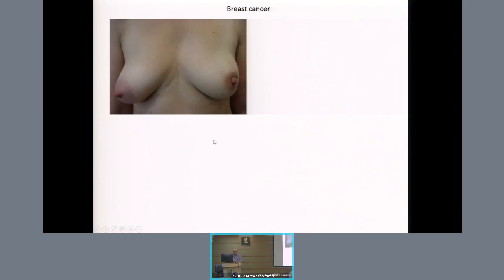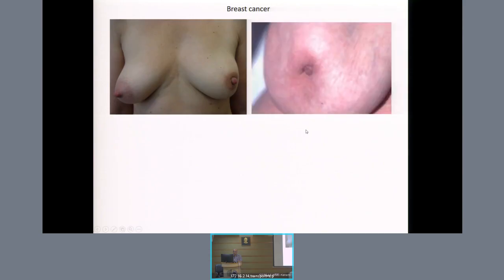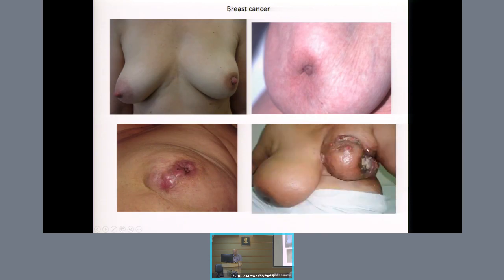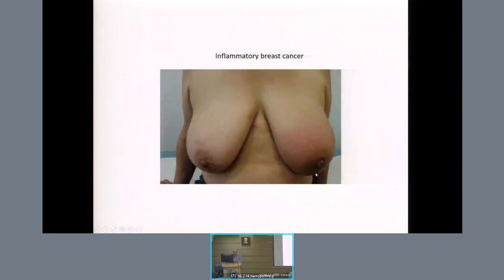Breast cancer can present in different sizes of breast. It can appear as a visible lump with the nipple retracted. It can present with Paget's disease, as we call it. It is a tumor which has involved the nipple and the areola, which is destroyed. Or it can present in this advanced form. And this is an inflammatory type of breast cancer.